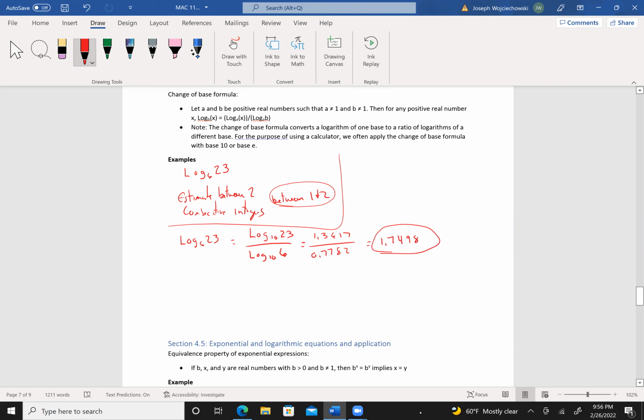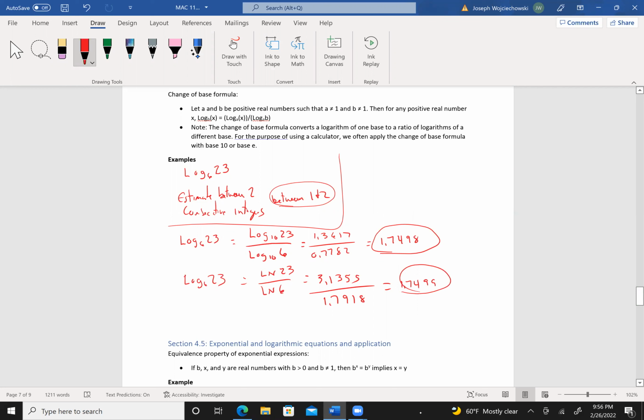Now let's convert it to natural log. So log base 6 of 23 equals the natural log of 23 over the natural log of 6. Let's see what we get here. Natural log of 23, 3.1355. Natural log of 6, 1.7918. Do the division. 3.1355 divided by 1.7918. And I get 1.7499. So pretty dang close.